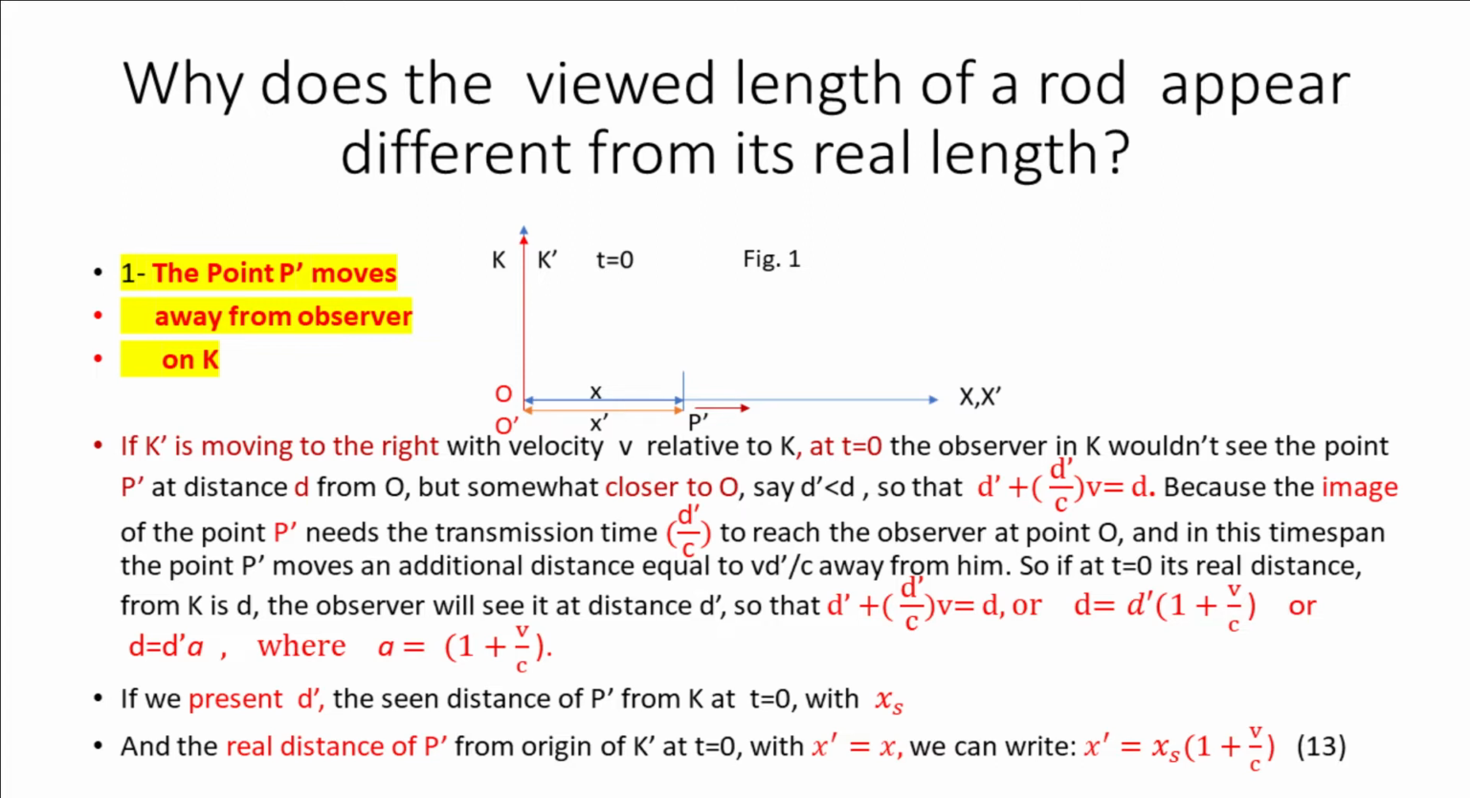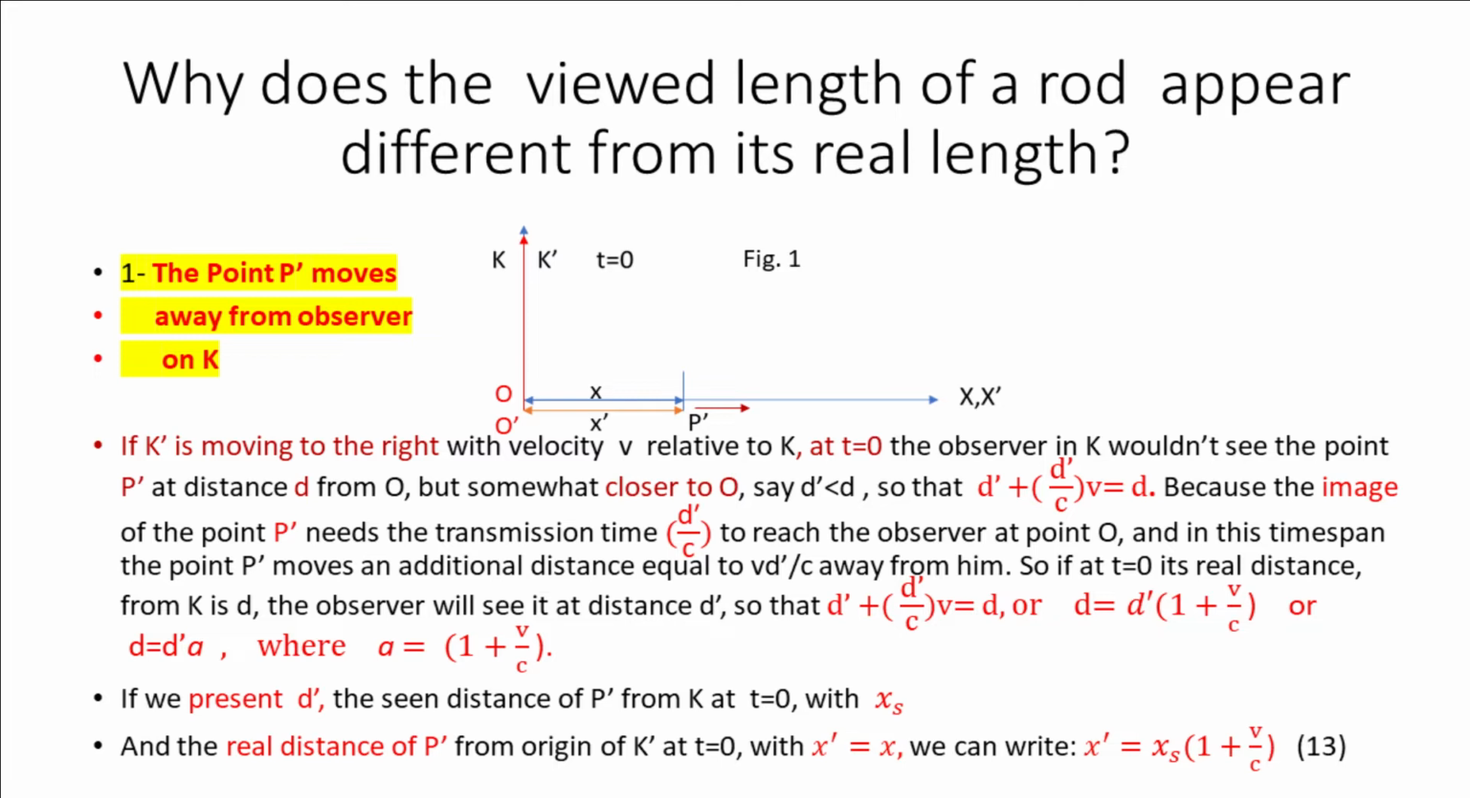Because the image of the point P' needs the transmission time, d' over c, to reach the observer at point O, and in this time span, the point P' moves an additional distance equal to v multiplied by d' over c away from him. So if at t equals 0 its real distance from K is d, the observer will see it at distance d', so that d' plus v multiplied by d' over c equals d, or d equals d' times a, where a equals 1 plus v over c.